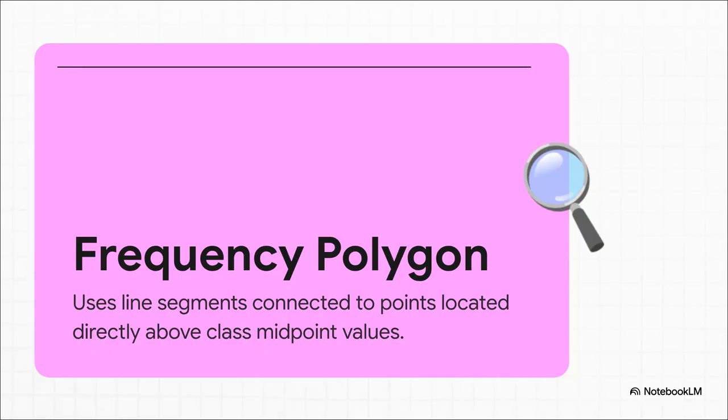Okay, our last stop on this tour is the frequency polygon. Think of it like a histogram, a bar chart for data ranges. But instead of using bars, it uses a connected line. This makes it really easy to see the overall shape of the data's distribution, and it's especially useful if you want to compare multiple datasets on one graph.